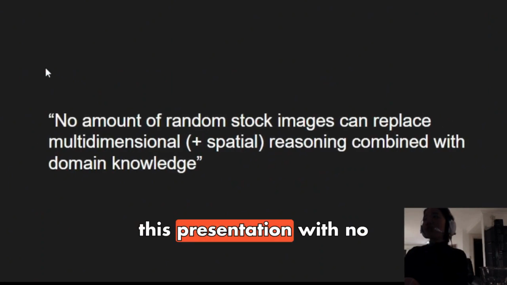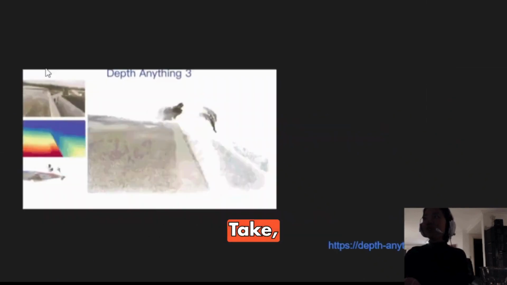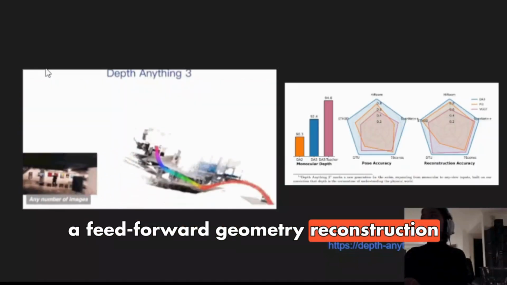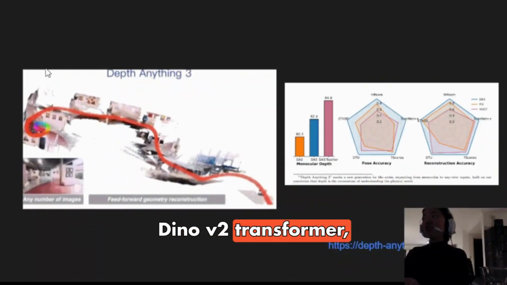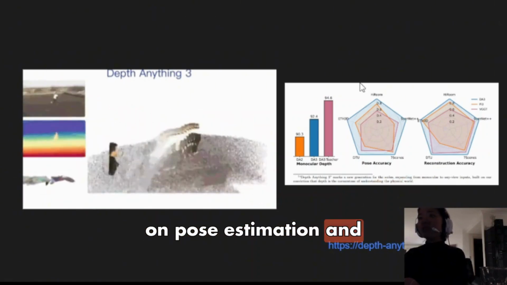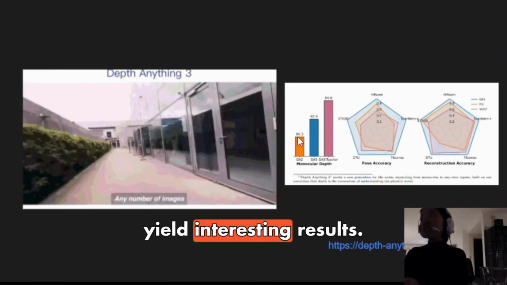We're going to end this presentation with this: no amount of random stock images can replace multidimensional reasoning combined with domain knowledge. Take, for example, Depth Anything 3, released just a few days ago. It can take any number of images to create a feed-forward geometry reconstruction by simply using the vanilla DINO version 2 transformer, which we just saw earlier, and it proves that it can beat the state-of-the-art models by 44% on pose estimation and 25% on multi-view geometry. We can take this to a pest scale and it would yield interesting results.